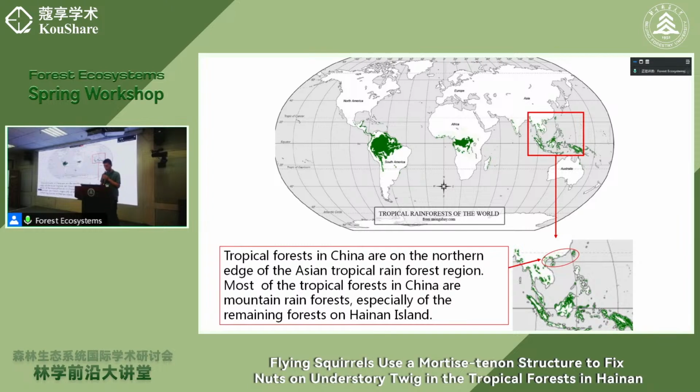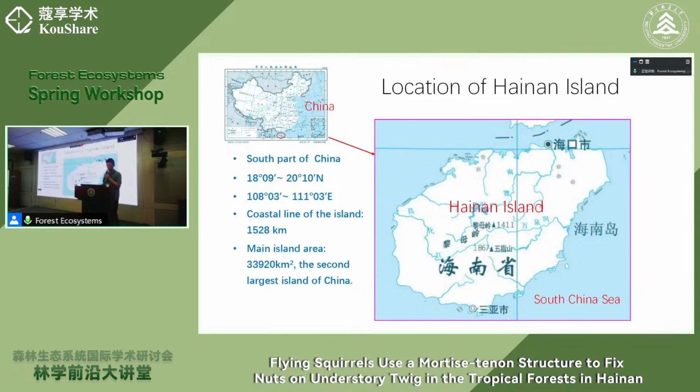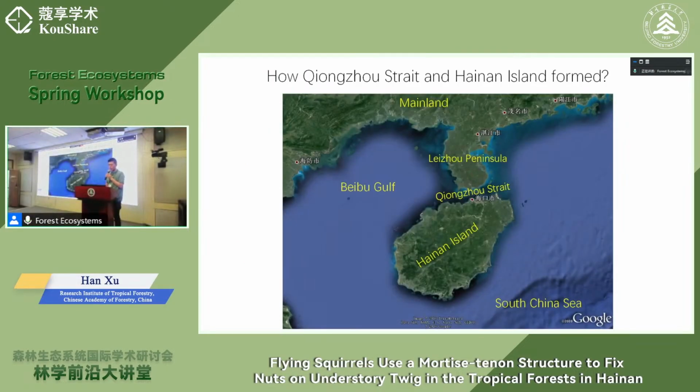This is Hainan's location that Professor Liu introduced this morning. We know that Hainan Island's latitude is from 18 to 20 degrees, and the main island area is about 34,000 square kilometers. It's the second largest island of China. In 1988, Hainan belonged to Guangdong province, but after that it was separated into a different province. Now we call it Hainan province.